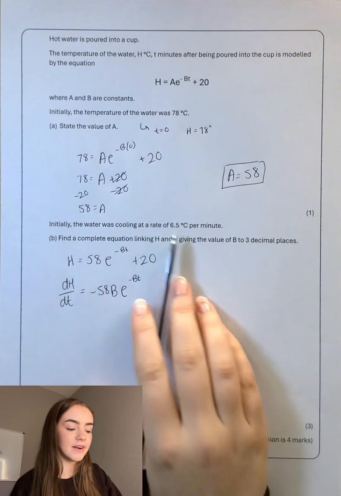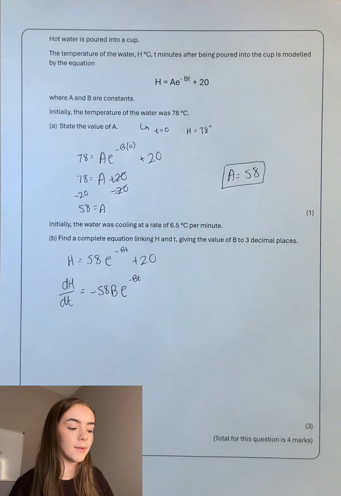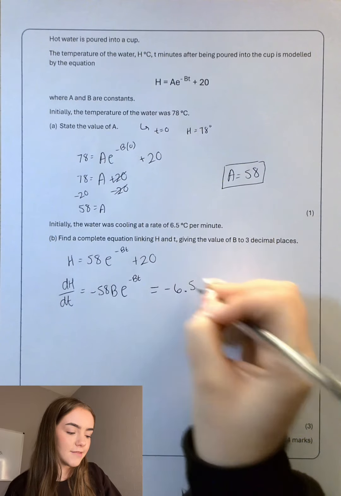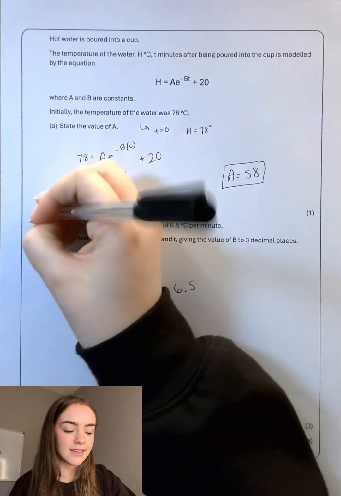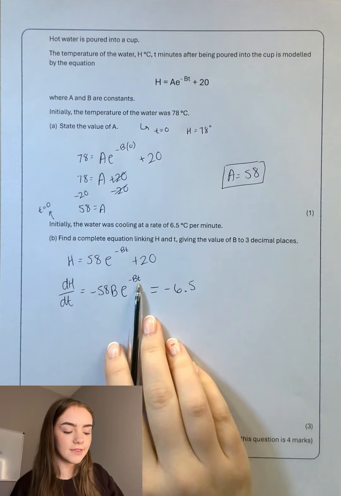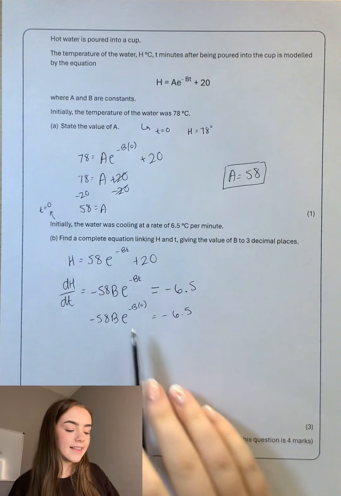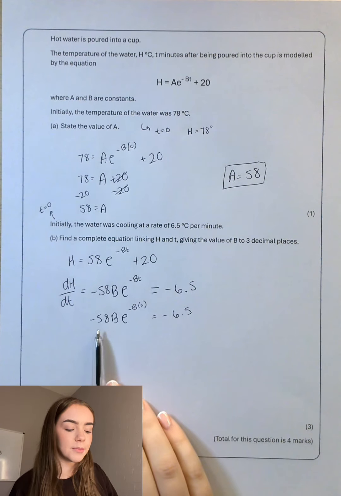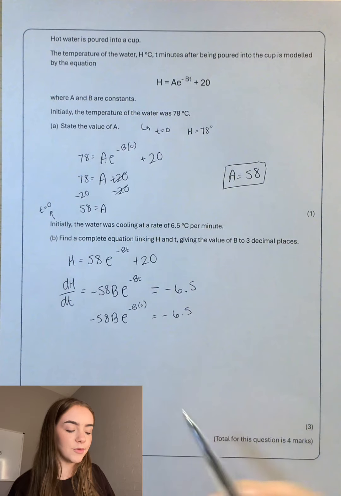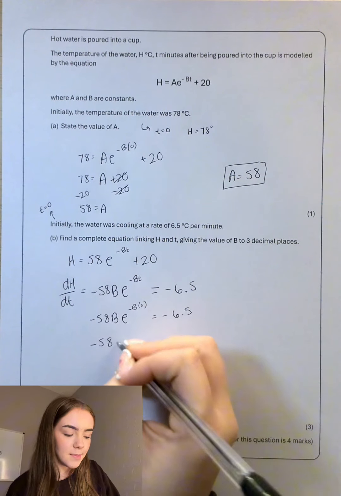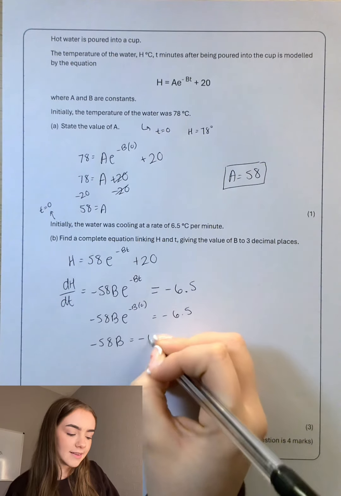Initially, the rate is decreasing by 6.5 degrees per minute. So we can set our gradient function equal to negative 6.5. And again, initially it just means when the time is equal to 0. So in place of t, let's substitute in 0. Anything to the power 0 is 1. So this will be -58b times 1, which is just -58b. And that is equal to -6.5.